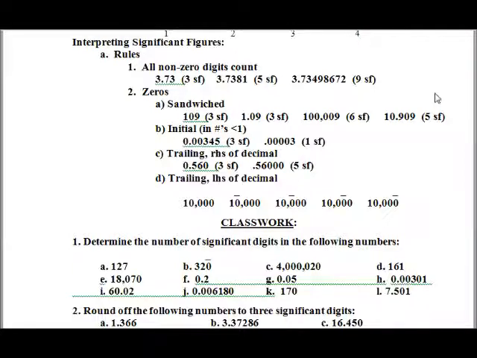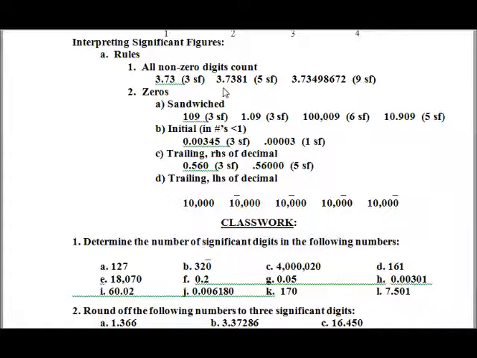All non-zero digits count as significant figures. So in these examples, 3.73 is 3 digits. All 3 of those are significant, so the number of significant figures is 3. The second example, 3.7381, has 5 digits, so there's 5 significant figures. And the last example has 9 digits, so it has 9 significant figures.